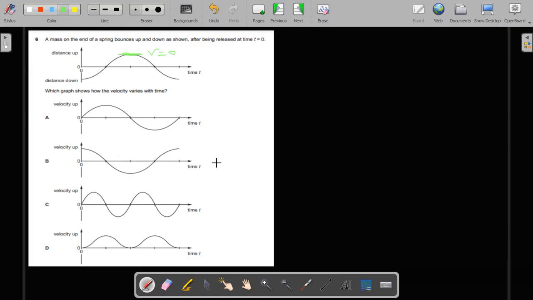So we can say that B is wrong, and D will be wrong. Why? Because this is not an oscillation graph for velocity. Now, between A and C, we should choose one of them. We know that in the main figure, the speed or velocity becomes 0 once. So between A and C, we should choose A, because A happened only once. So A is right.